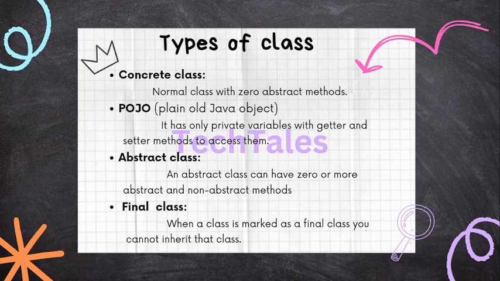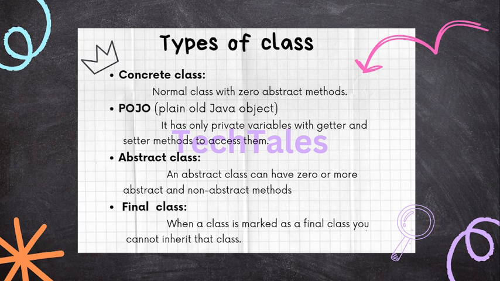Then we have a POJO, plain old Java object. This class we usually use to define our database. It has only private variables with getter and setter methods to access them. So we define private variables in a POJO and then we access them using getters and setters.